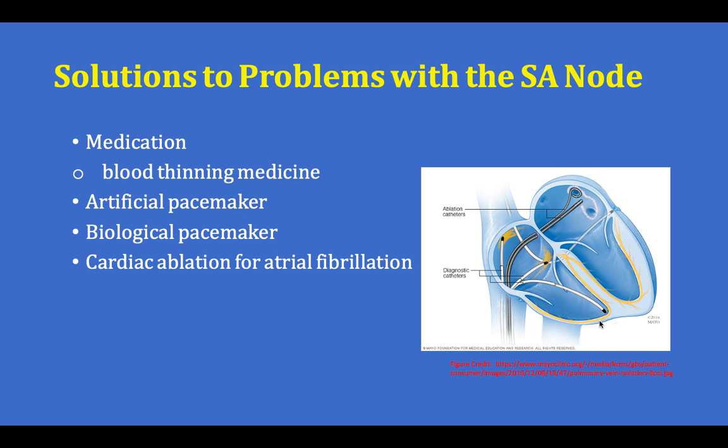A cardiac ablation for atrial fibrillation is shown here in the diagram, and that is when they go in and use radiofrequency energy through a long catheter, and they will destroy some tissue depending on where the problem is. Here it's showing the SA node, but it could be the AV node or the Purkinje fibers down here. And depending on where it is, they may choose to destroy some of those cells, which may help.